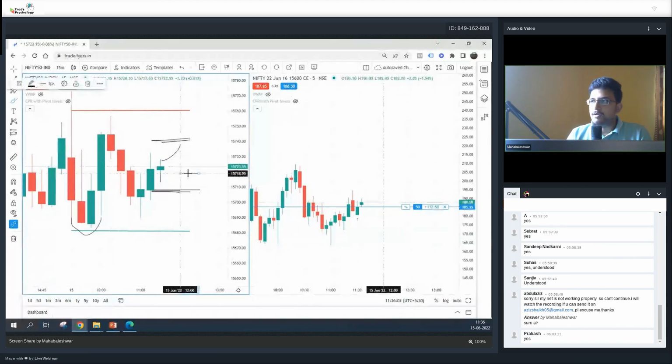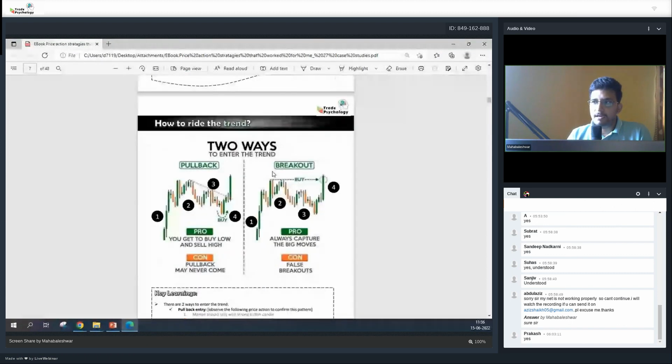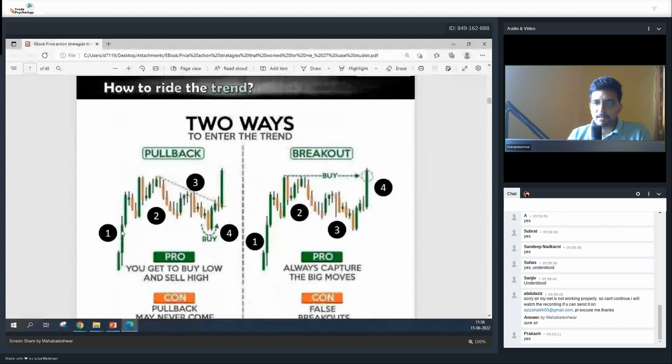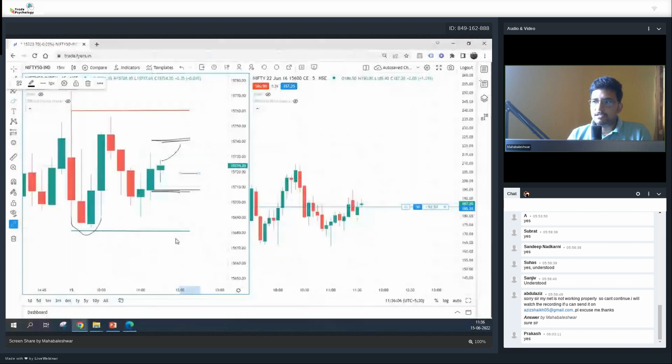I hope you're able to follow me in these concepts. I just wanted to show you about price action and candlesticks. So now let me go to some of the other concepts about how we can enter a trade or ride the trend for intraday. We'll just let the trade run.